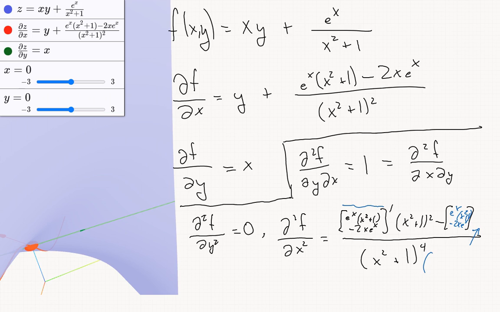I guess we could use the chain rule. So this will be 2 times 2 times x squared plus 1, and then all over x squared plus 1 to the 4th. I'm not going to expand all that out and see what it works out to, but you could plug that into Wolfram Alpha or something.